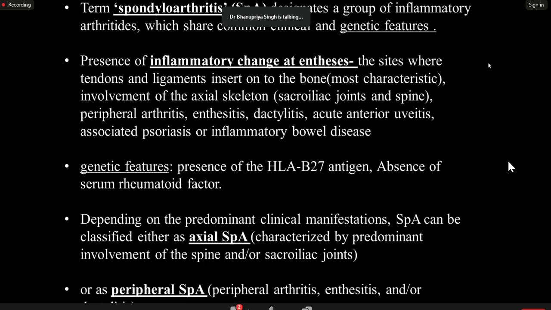Involvement can be axial or appendicular, and it can be associated with other systemic diseases like anterior uveitis, psoriasis, or inflammatory bowel disease. In the genetic spectrum, the most common association is the presence of HLA-B27 and absence of rheumatoid factor. Now, depending on predominant clinical manifestations, spondyloarthritis can be classified into axial and peripheral. Axial would be spine and sacroiliac joint, and peripheral would be the smaller joints, right?